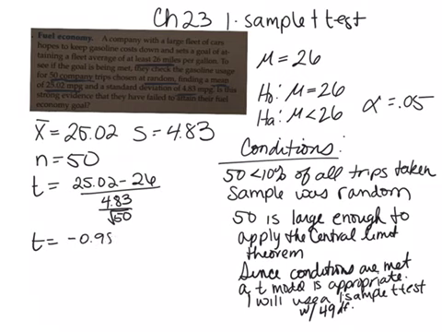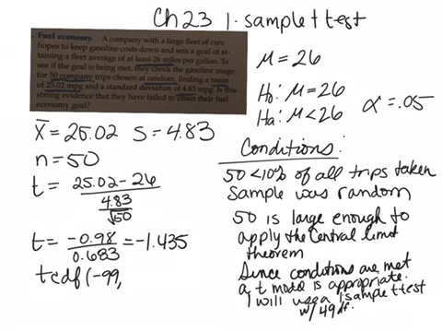negative 0.98 divided by 0.683. Negative 0.98 divided by the answer, and that's negative 1.435. And then we're going to do tcdf, negative 99, because our alternative hypothesis is less than, negative 1.435, comma, degrees of freedom, 49. This gives us our p-value.